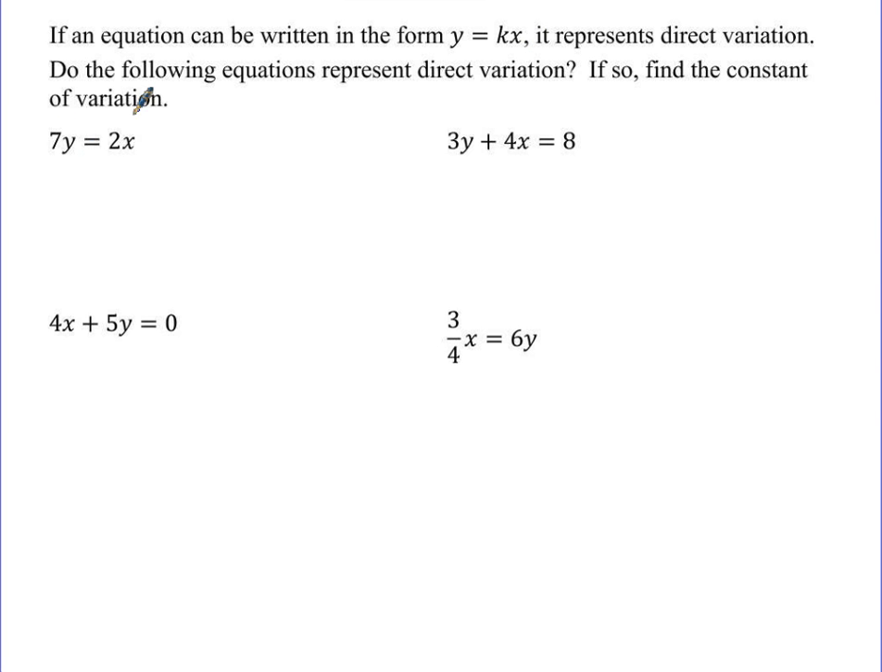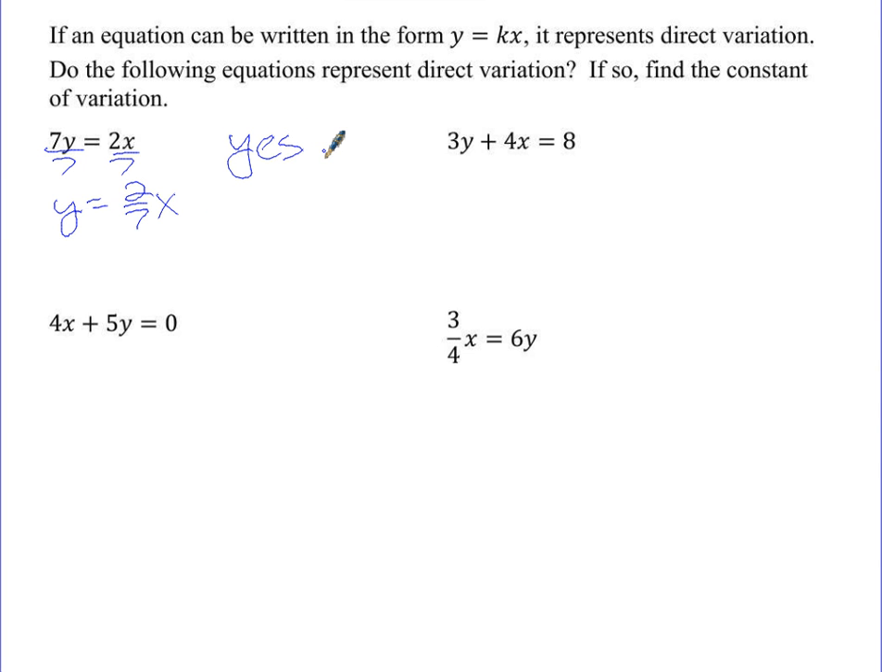So, does this look like y equals kx? The answer is no, because of one big problem. The 7 right here, it's not y equals, you got 7y equals. So what should I do to make it y equals? Divide everything by 7, yeah. If I divide both sides by 7, then I get y equals 2/7 x. Now, is that direct variation? Yes. So my answer here is going to be yes.